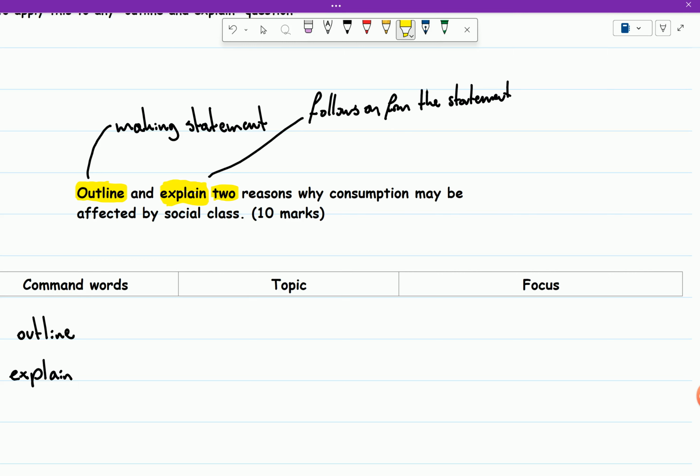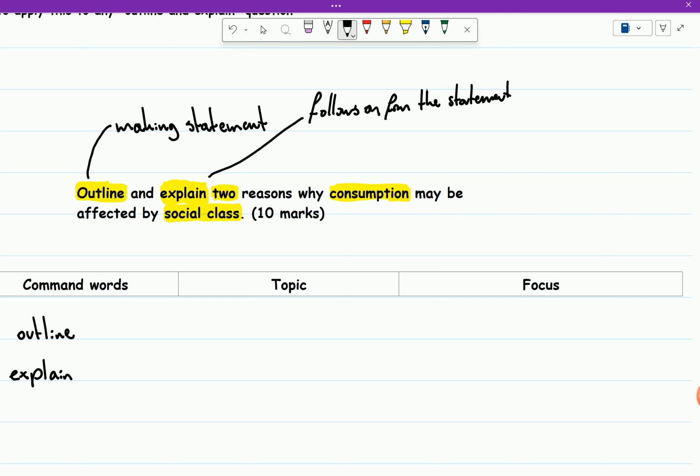So, for the sake of this video, we're going to look at consumption, how consumption may be affected by social class. So then the question becomes, which one is affecting the other? Well, I suppose if you really want to get technical with it, they can both affect each other. It's completely feasible. However, for the sake of simplicity in this question, what we're looking at is consumption may be affected by social class. So what that tells us is that social class is a thing that affects people's consumption habits. Okay, does that make sense?